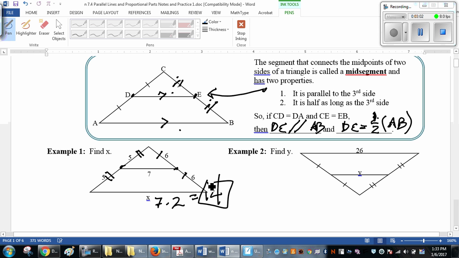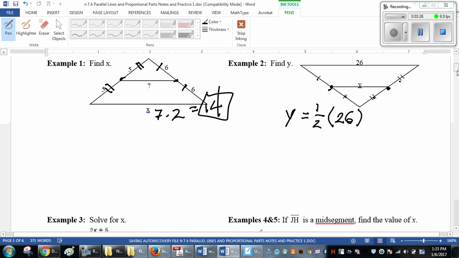Let's look at our second one now. Again, we're given congruent, congruent, congruent, congruent. So we know these are the midpoints, and this is the midsegment. This is easy too. We're given 26 here. We know that y, our midsegment, is 1/2 of that base of the triangle, or that third side. That means y is 1/2 of 26, or y equals 13.